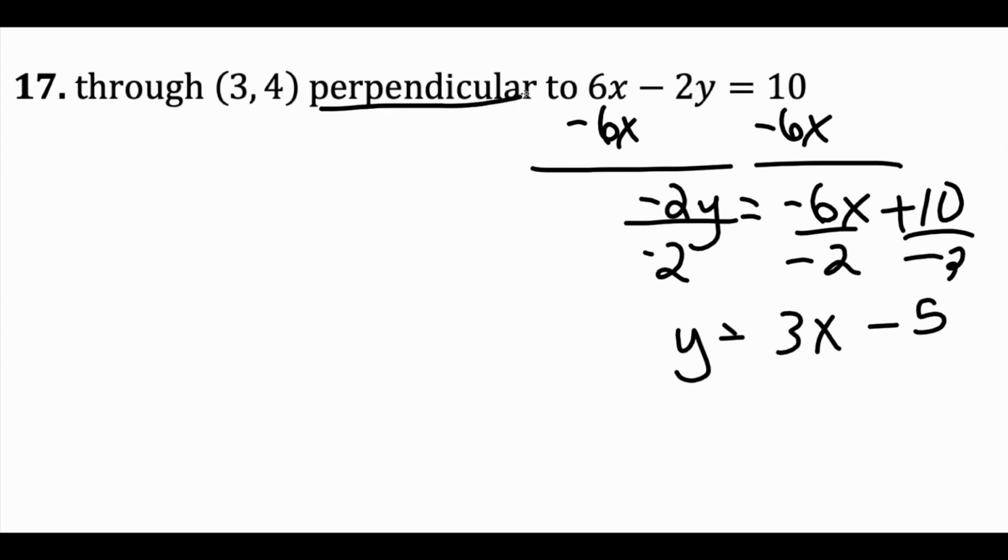But now, since this is perpendicular, the slope that I will use is the opposite reciprocal of what I got here, this is a 3. So the opposite will be negative 1/3. Opposite reciprocal is negative 1/3.